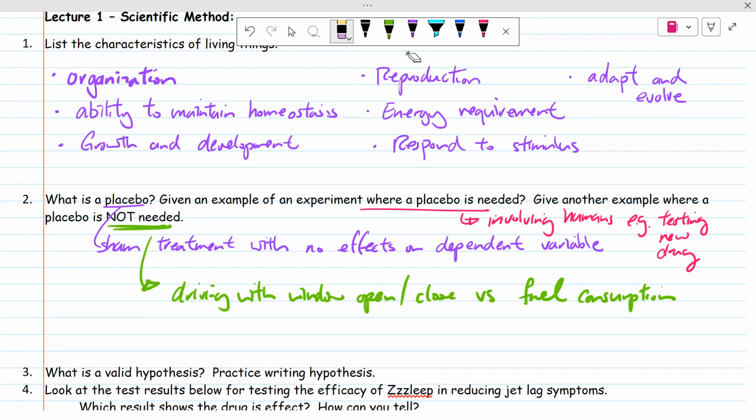Sorry. Which one can you not read? The green one? The red. Testing new drugs. Sorry. Okay, hold on. Let me change the green. Okay. It looks better on my screen.